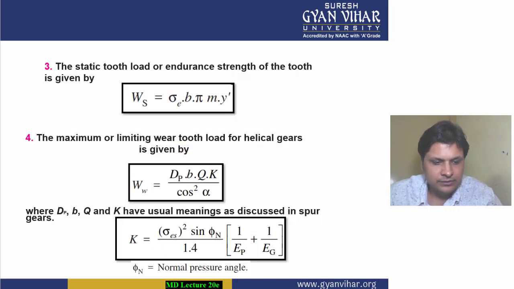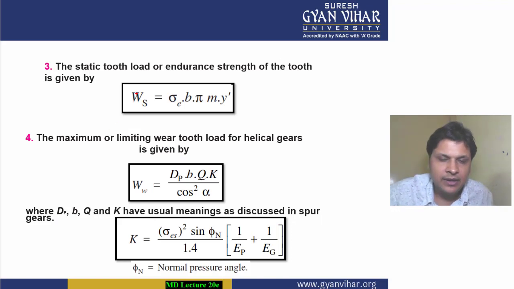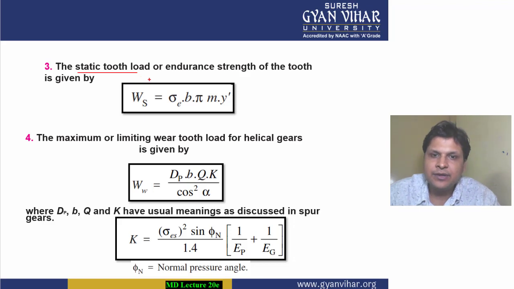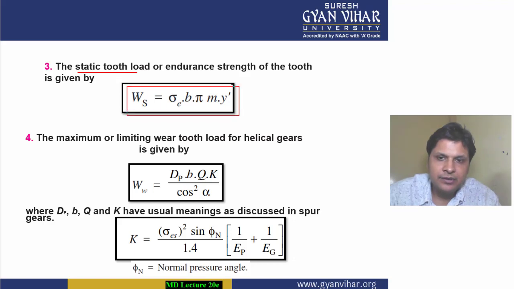Now the third step will be, in the same manner as we have calculated in the spur gear design, here also we will calculate the static tooth load, which is also known as endurance strength of the tooth. And how will we calculate it? The formula is sigma E b p m pi m y dash. Here y dash is different from the formula of spur gear. Y dash is basically calculated by using the equivalent number of teeth, not the actual number of teeth. And the formula, I have already explained to you how to use the equivalent number of teeth formula. TE, equivalent number of teeth, is equal to T upon cos cubed of helix angle.